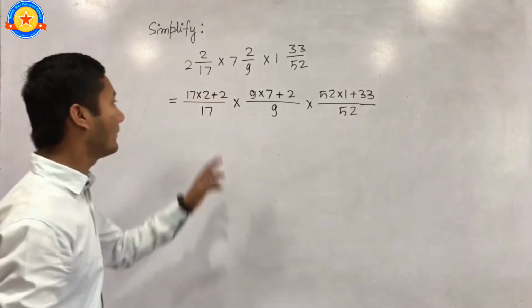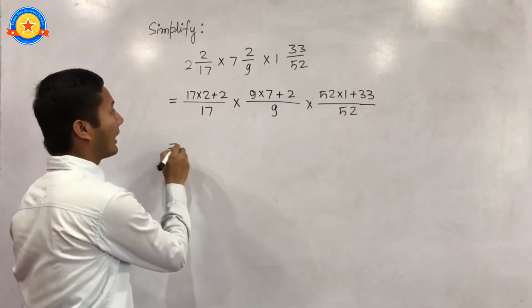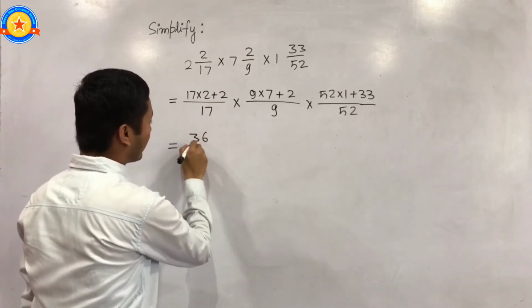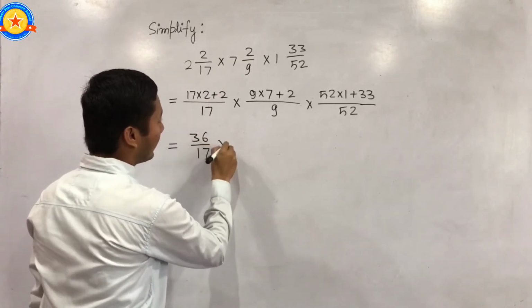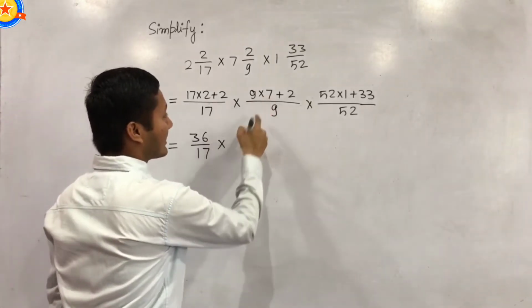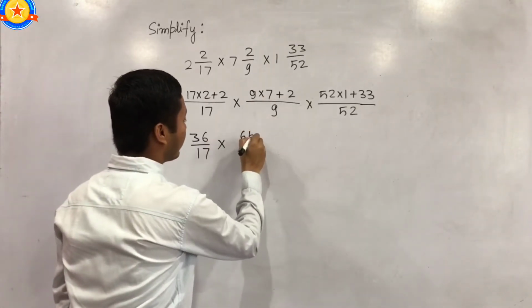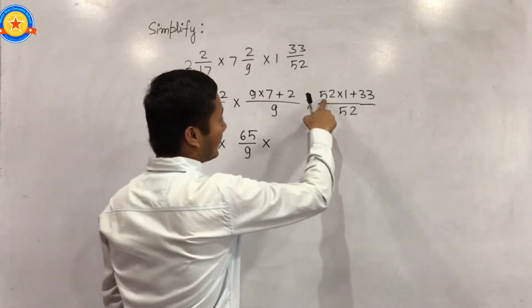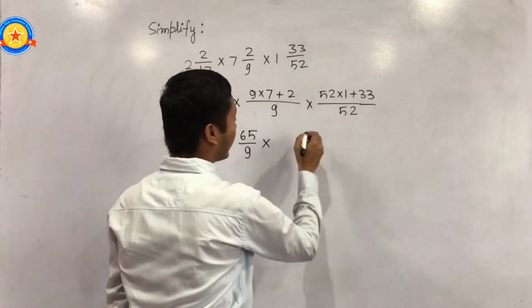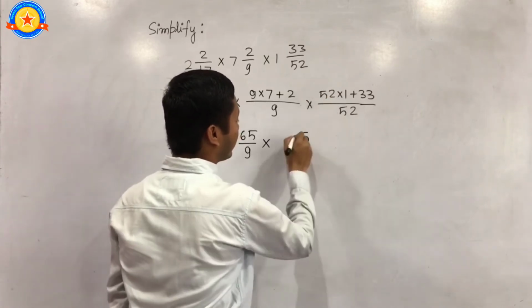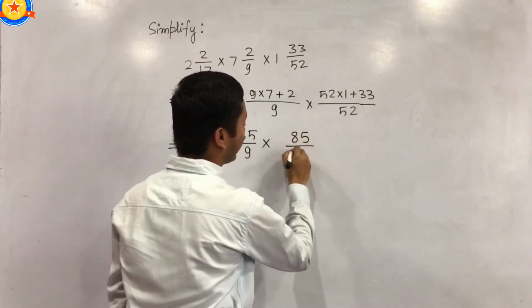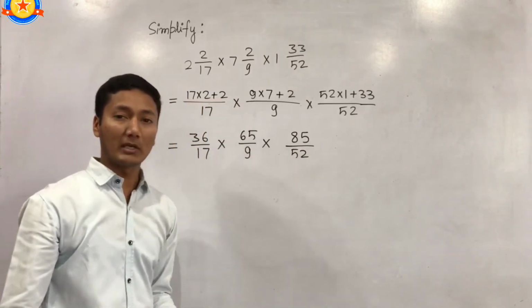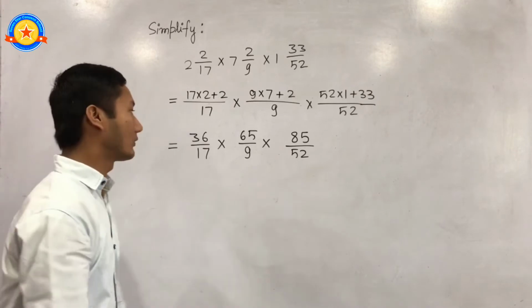Now from here, if we calculate this, then it becomes 17 twos are 34 plus 2, 36 upon 17, into 9 sevens are 63 plus 2, it becomes 65 by 9, into 52 ones are 52 plus 33, it becomes 85 upon 52. Now students, we got the fractions from the mixed numerals. Now we calculate the fractions also.